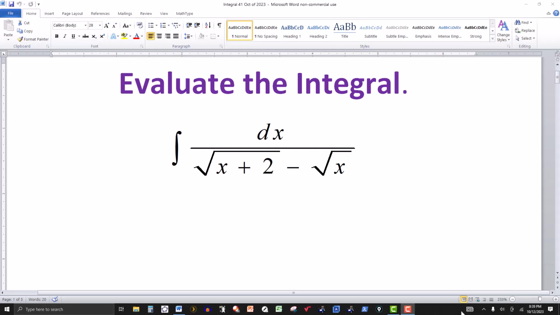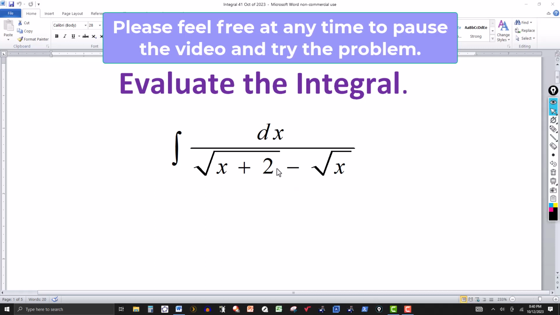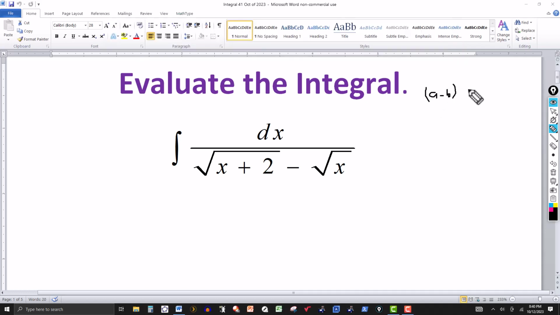In this video, we're going to evaluate the integral of 1 over the square root of x plus 2 minus the square root of x. So we've got the difference of two radical expressions in the denominator. We know that the difference and the sum of the same two terms or expressions, a minus b times a plus b, gives you a squared minus b squared.